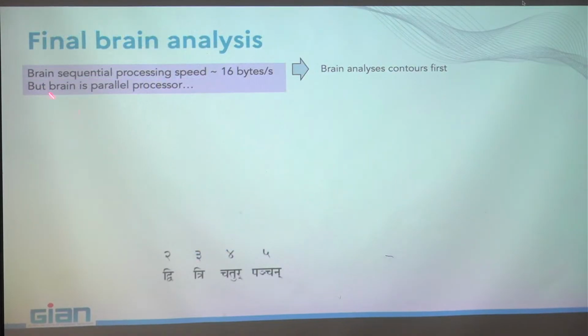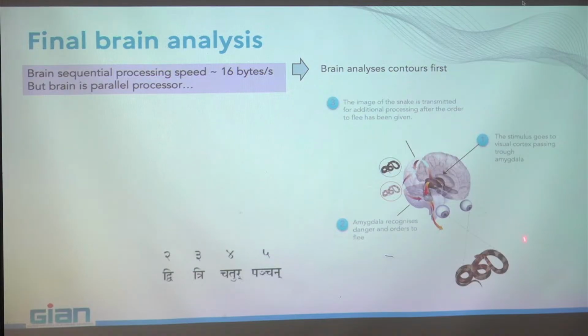Okay? Now, our brain is a very poor sequential computer. The process speed in sequential mode of our brain is just 16 bytes per second. A computer does billions or trillions of bytes per second. But the brain is a parallel processor, and this is its strongest part.